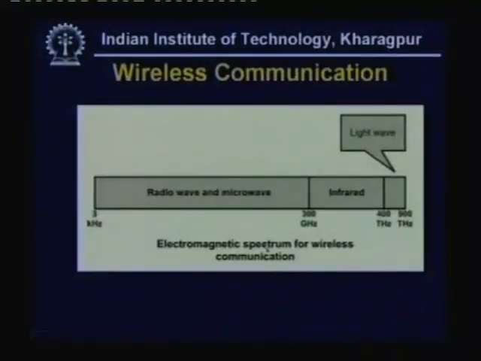Broadly, the electromagnetic spectrum used for wireless communication is divided into 3 parts: radio wave and microwave, which can again be divided into 2 parts, radio communication and microwave communication, as we shall see. Then there is infrared, and then light wave. So wireless communication is possible in these 3 ranges.